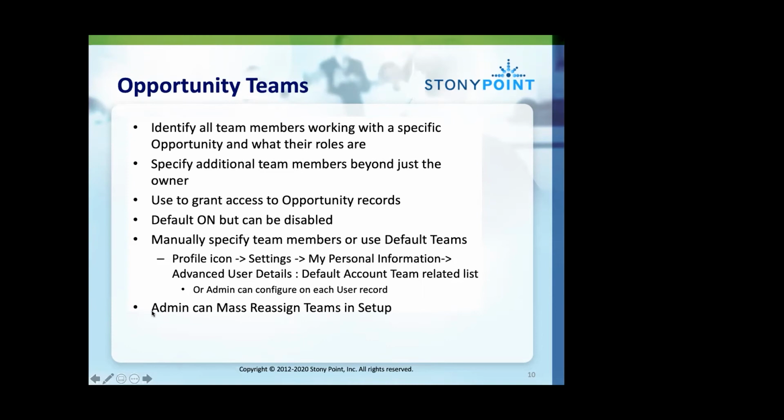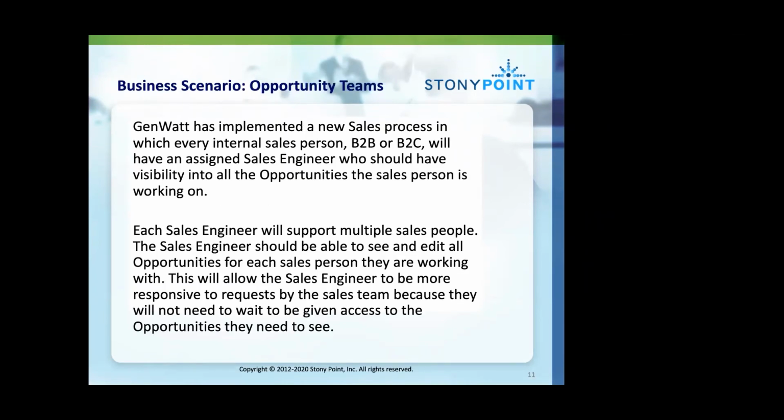And one interesting thing about opportunity teams is the administrator can actually mass reassign teams. So if somebody moves to a different department or different role or something, and there are multiple open opportunities going, or maybe somebody's territory changes, then the admin can go in and mass reassign those. So it's not like a one by one fixing up those opportunities. So quick business scenario here, very similar.